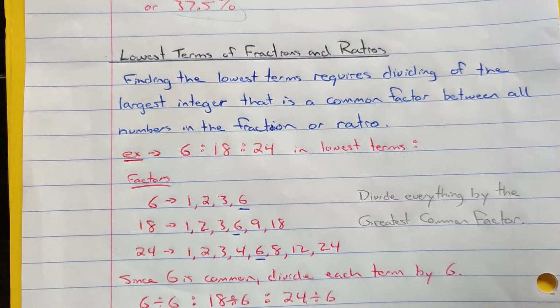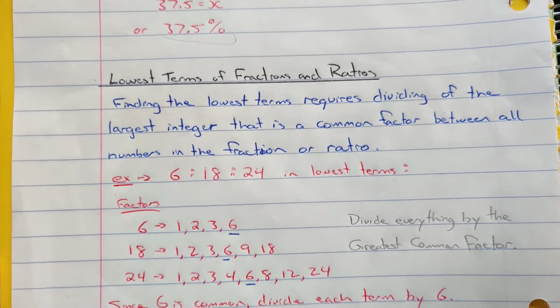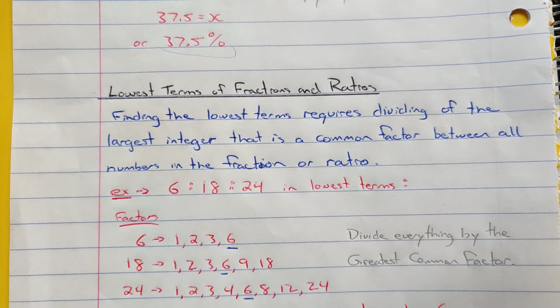Just recalling lowest terms, because when we're working with things like fractions and ratios, we like to work with lowest terms. So if we're finding the lowest terms of something, what we're doing is dividing by the largest integer that is a common factor to everything in the fraction or ratio. So in a fraction, it's got to be the greatest common factor to the numerator and denominator. In a ratio, it's the greatest common factor for the 2, 3, 4, or however many terms are in the ratio. So in our example here, we've got 6 to 18 to 24. We want to write that in lowest terms.